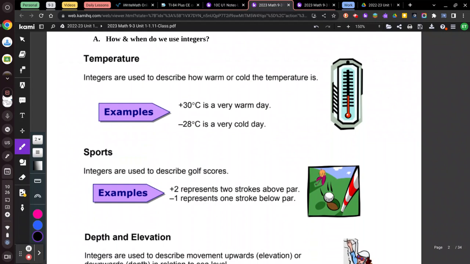Now, turn your page, please. We're going to talk about how we use integers and when. Well, we can see it on a thermometer. This morning when I got up and drove to work, it was minus 18 degrees with the wind chill. So WC is wind chill. It was about minus 10 out this morning. This afternoon, it'll be rising to about 5 degrees Celsius above zero. So zero is freezing when we consider temperatures.